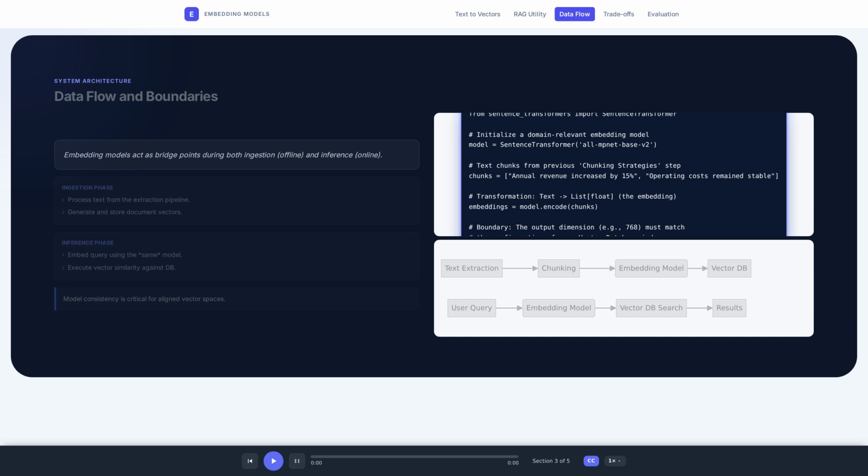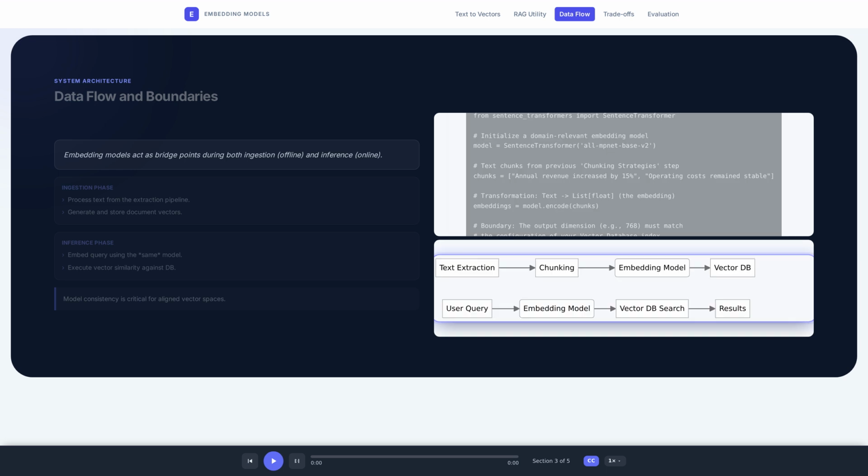This little code snippet shows you the basic idea. You import sentence transformer, pick a model, like this all-MPNet-base-v2, which is pretty good for general understanding. Then, you give your text chunks to the model's encode method, and what you get back is a list of numbers. These are your embeddings. Just a heads up, the number of dimensions here, say 768, needs to exactly match what your vector database is set up for. This diagram here gives you the big picture of the RAG flow.